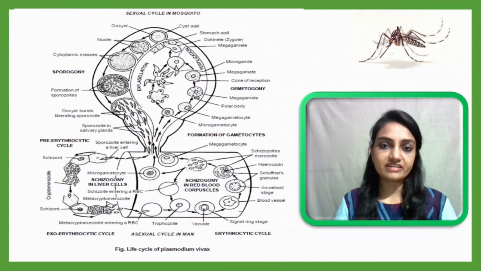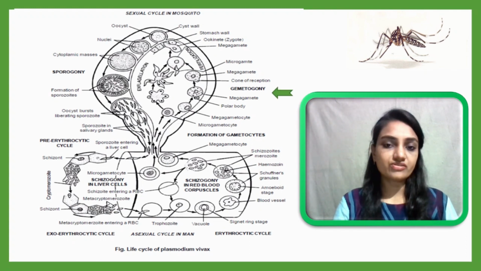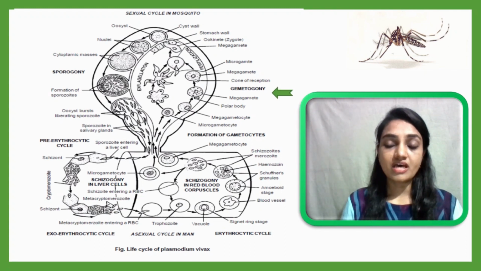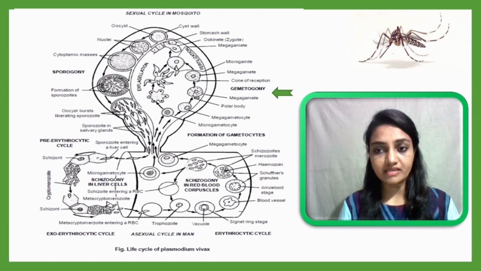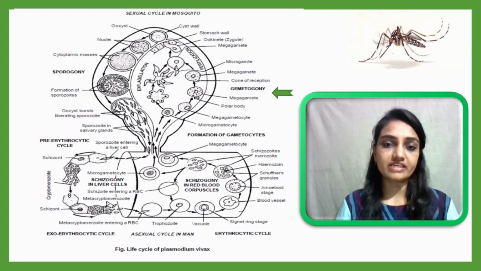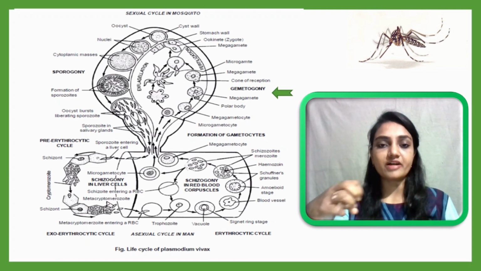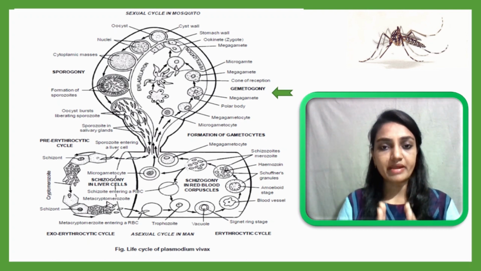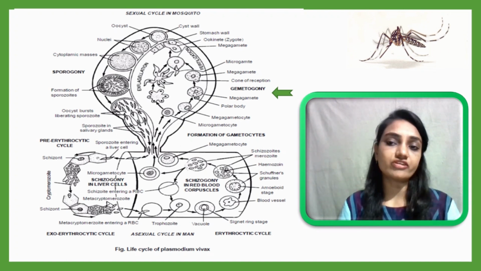Let me explain what happens inside the mosquito using this diagram. Here you can see gametogony is written. As you know, when a mosquito sucks blood from an infected person, the infected person's blood contains microgametocytes and megagametocytes. So when the mosquito sucks the blood from the infected person, those microgametocytes and megagametocytes will enter the gut of the mosquito.